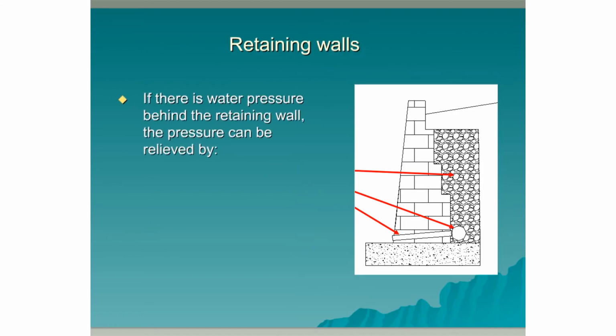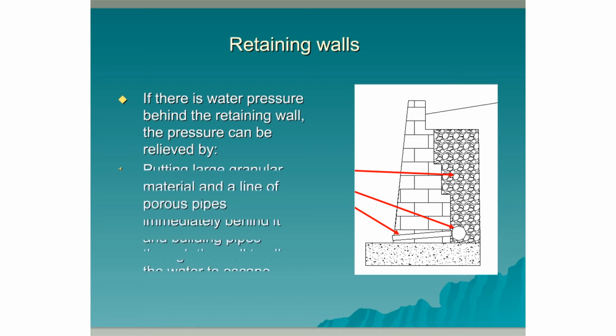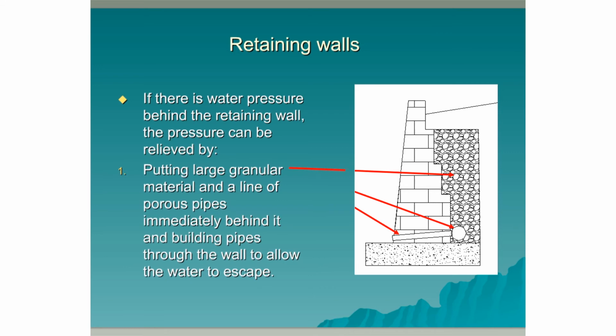If there is water pressure behind the retaining wall, the pressure can be relieved by putting large granular material and a line of porous pipes immediately behind it and building pipes through the wall to allow the water to escape.